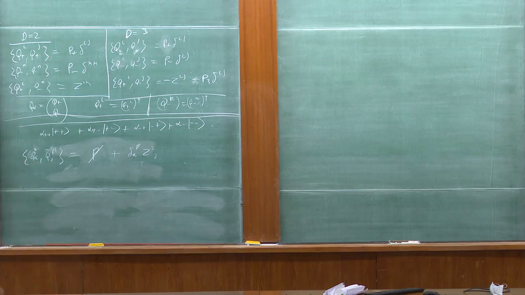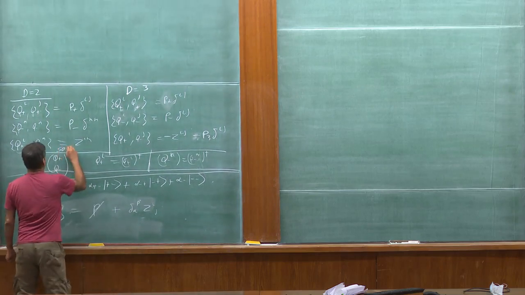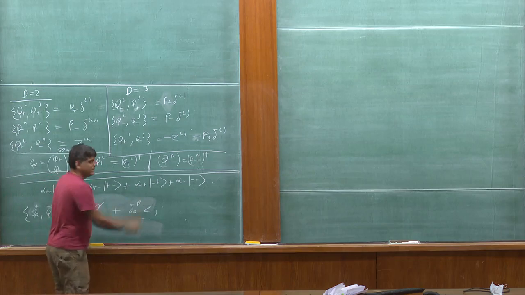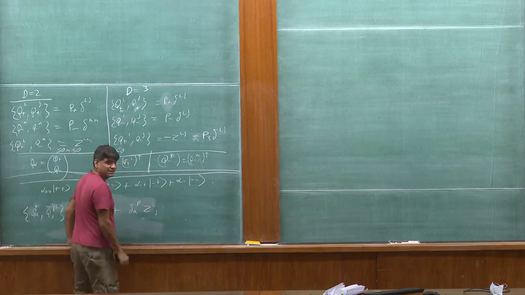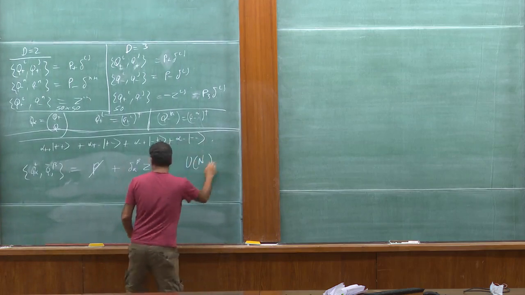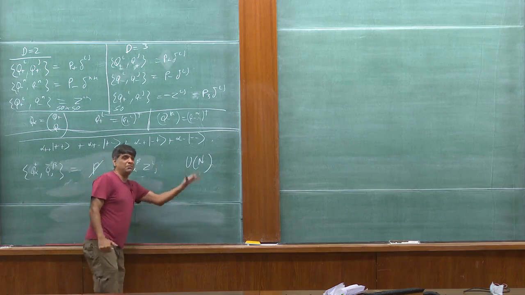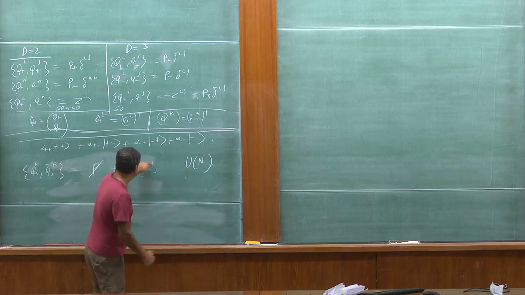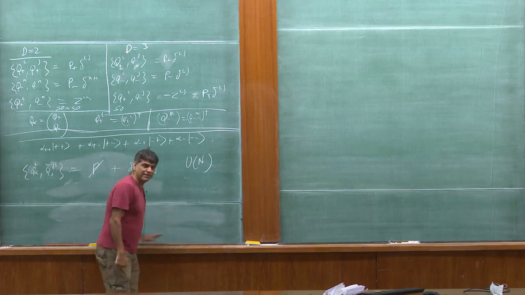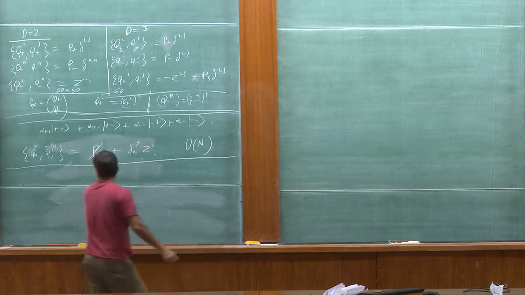Remember that in these cases the R symmetry was SO times SO. In this case the R symmetry was SO, and in this case the R symmetry is U(N). U(N) has complex representations, and I is in the fundamental under U(N) and J is in the anti-fundamental under U(N). Okay, great. So let's just keep going.